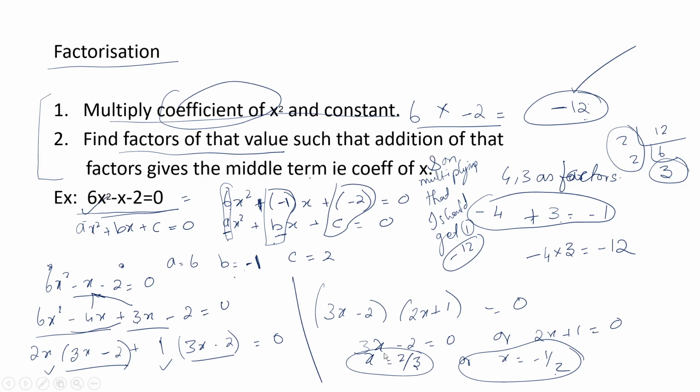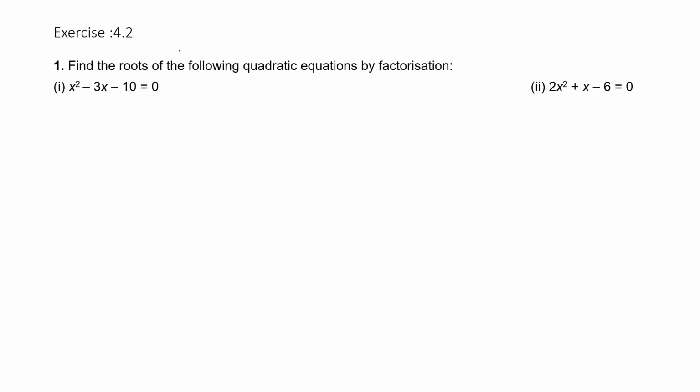So if I substitute 2 by 3 in the place of x and solve, I'll get 0, and if I put minus 1 by 2 in the place of x, then also I'll get 0. Okay, you can solve that and see, so that we can find whether the solution is right or wrong. Okay, done. So this is the method of factorization, and the whole exercise we are going to solve with this factorization method. So the first question is, find the roots of the quadratic equations by factorization.